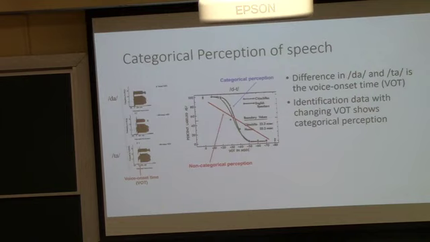And then with categorical perception of speech, I'm sure you're also familiar with this, but just to drive it in one more time, you have that identification task, and then you get that sharp transition because of categorical perception. What's a little different here is that from da to ta, the only difference is a different voice onset time, and so what they do on the x-axis is change the voice onset time very slightly to be able to test categorical perception.